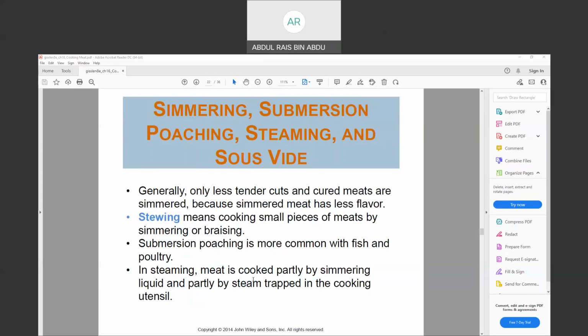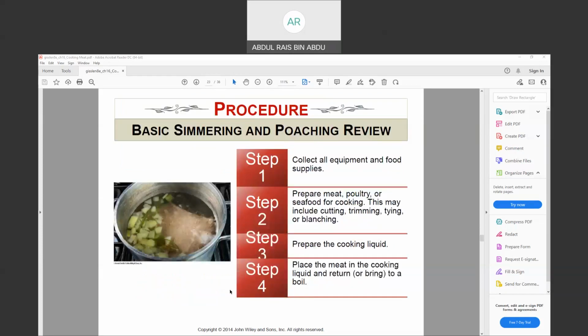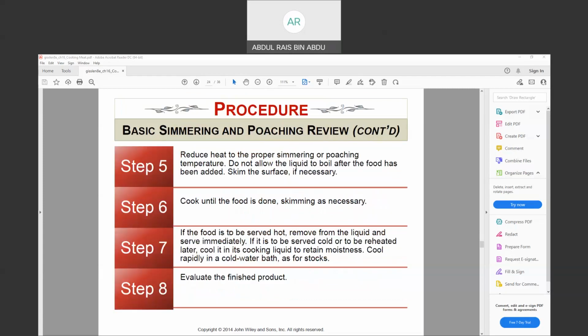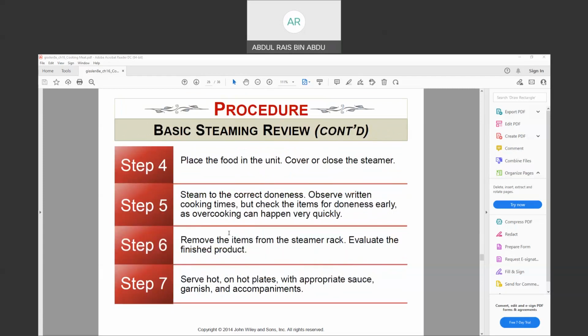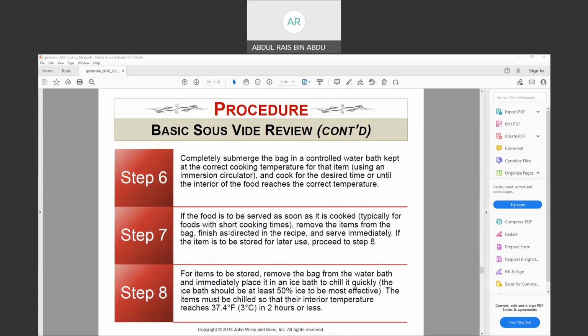In steaming, meat is cooked partially by simmering liquid and partly by steam trapped in the cooking utensil. This is some of the basic simmering and poaching review. As for the steps, when simmering and poaching meat, we usually want to produce a broth or soup. Okay, this I will skip.